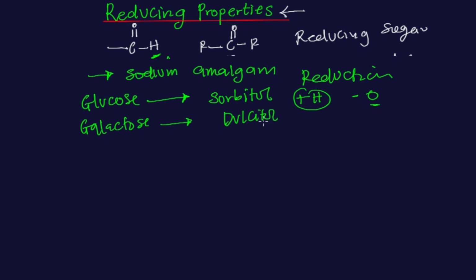That's the corresponding alcohol that is formed whenever galactose is reduced. And don't forget, whenever an aldehyde undergoes reduction, it is going to form a primary alcohol. And these are the corresponding alcohols that are produced whenever this monosaccharide undergoes a reduction reaction.